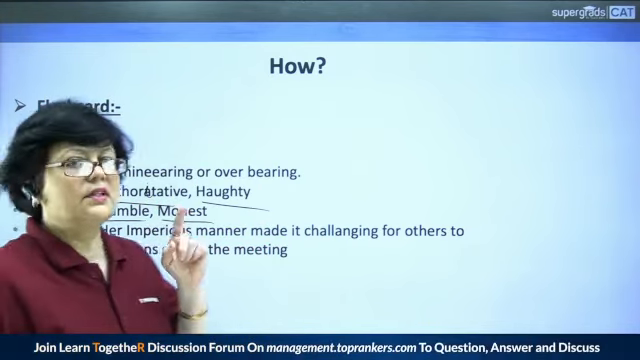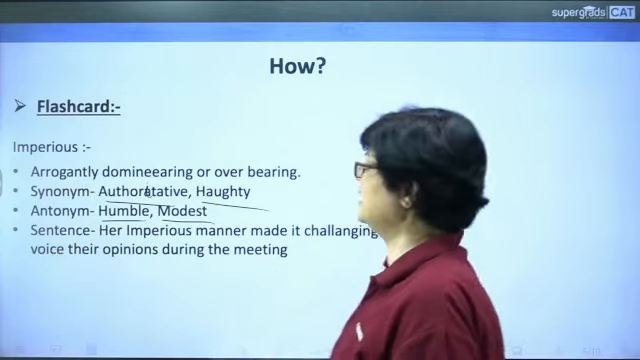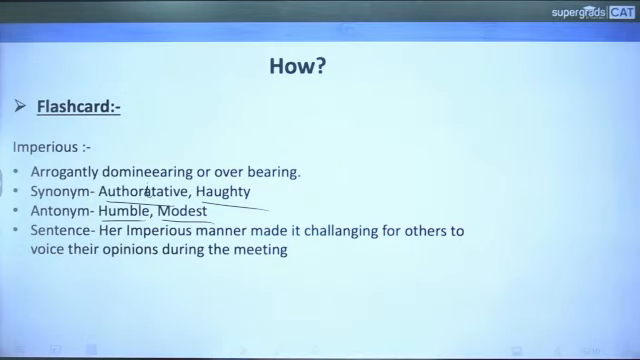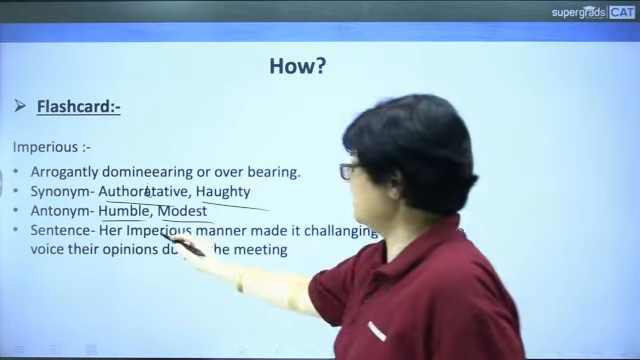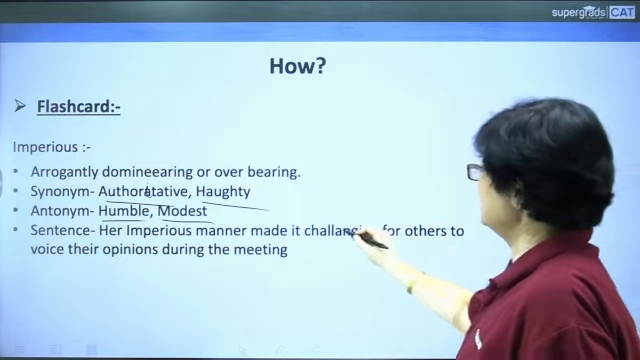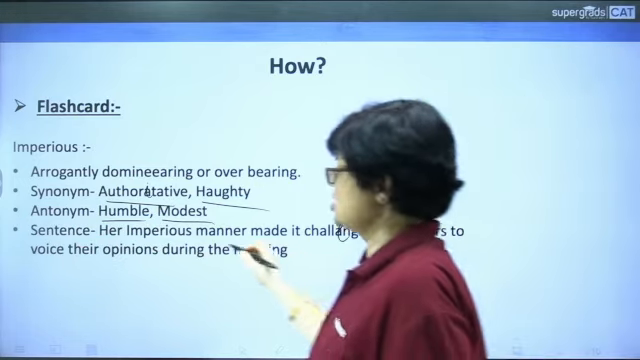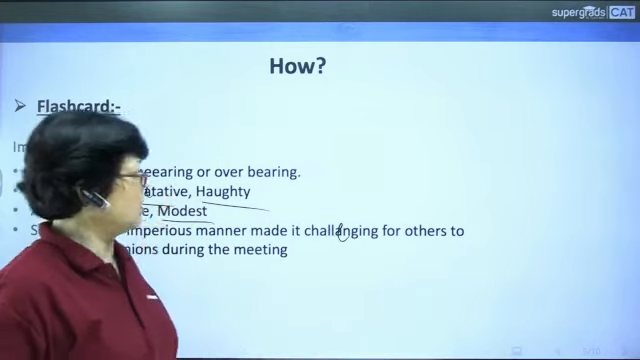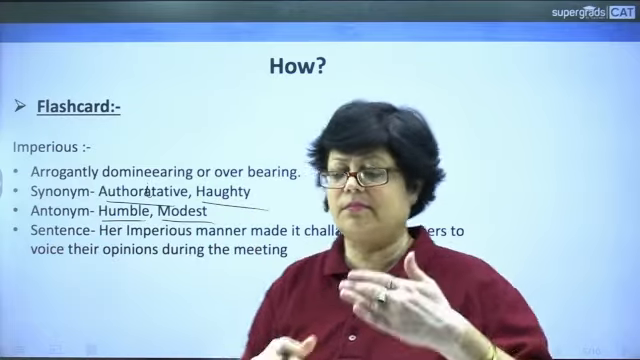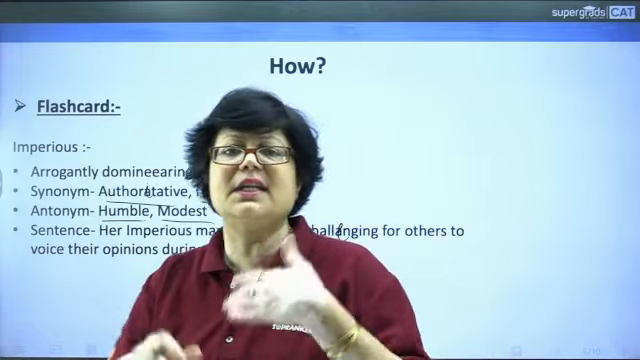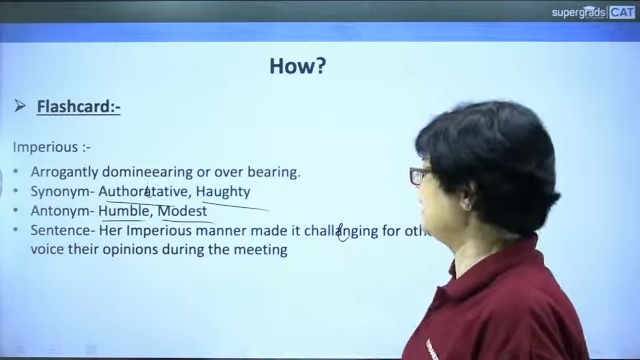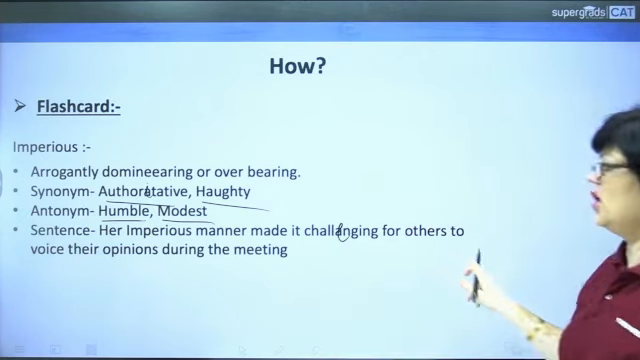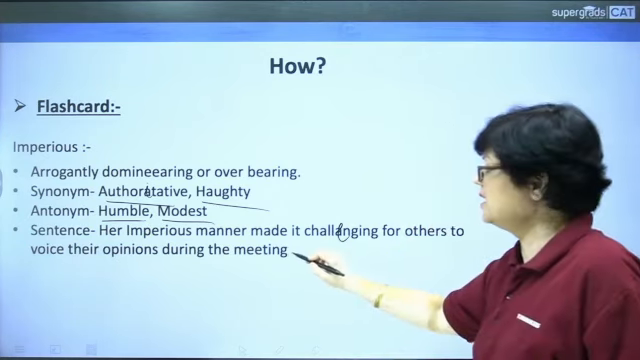So you have seen the word, you have seen its meaning, you have written its synonym, you have written its antonym, and the sentence. Her imperious manner made it challenging for others to voice their opinions during the meeting. Her imperious manner, well, how was her manner? Her manner was dominating, domineering, not allowing others to speak or express their ideas. So they were not able to voice their opinions during the meeting.